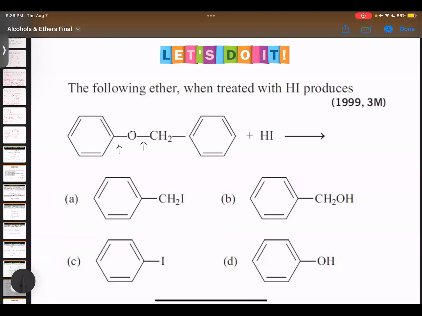Where the bond is going to break easily and where it is going to be broken with difficulty.